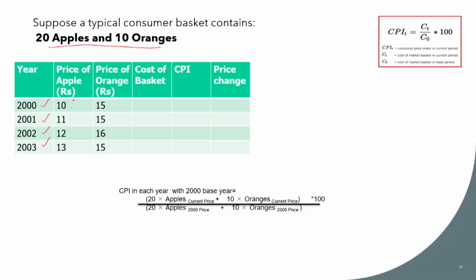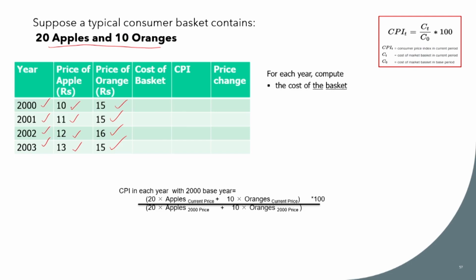You can see that the price of apple over the years changes from 10, 11, 12 and 13, and orange also, in the first year it was 15. The next year also there is no change, then there is an increase in 22, but there is a decline in 23. So now, using the steps that we just discussed, let us first calculate the cost of the basket in each year. Then we need to calculate the CPI. From that we can calculate the price change.